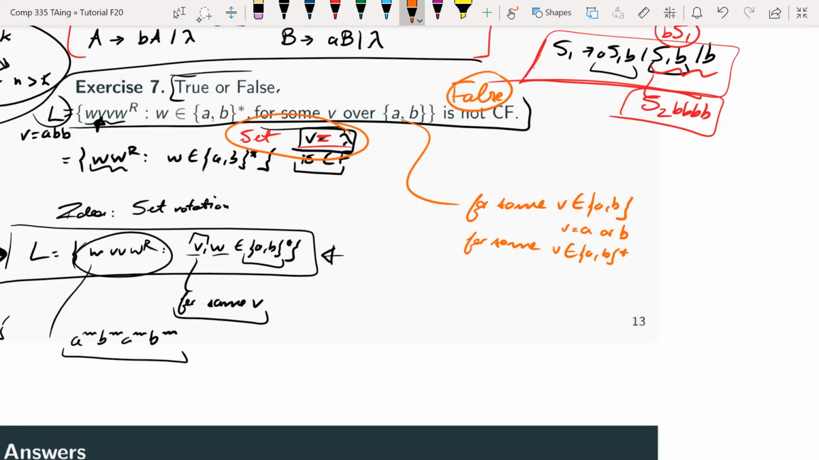Okay, if it said V is in {A,B}*, yeah, that's right. So this is for some, right? But if it said for V in {A,B}*, then the implicit assumption here is that it's for all V in {A,B}*. Okay.